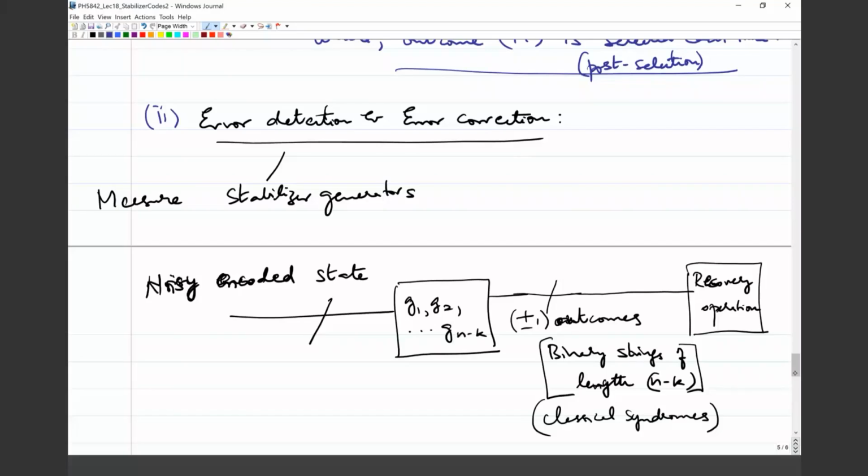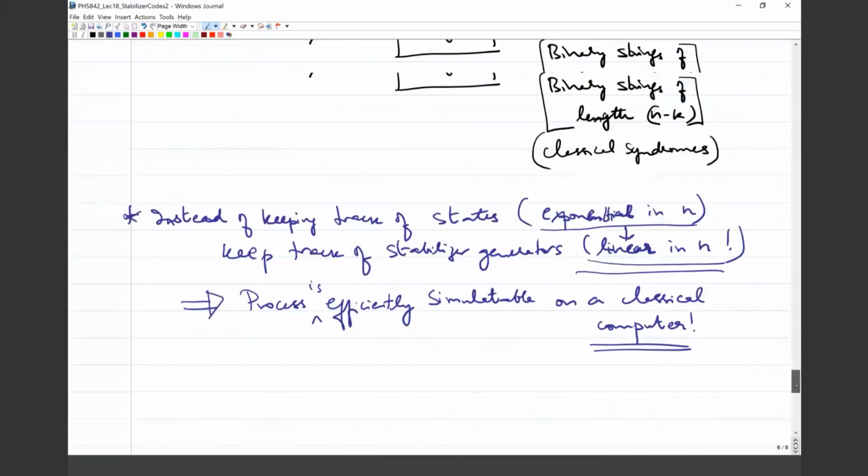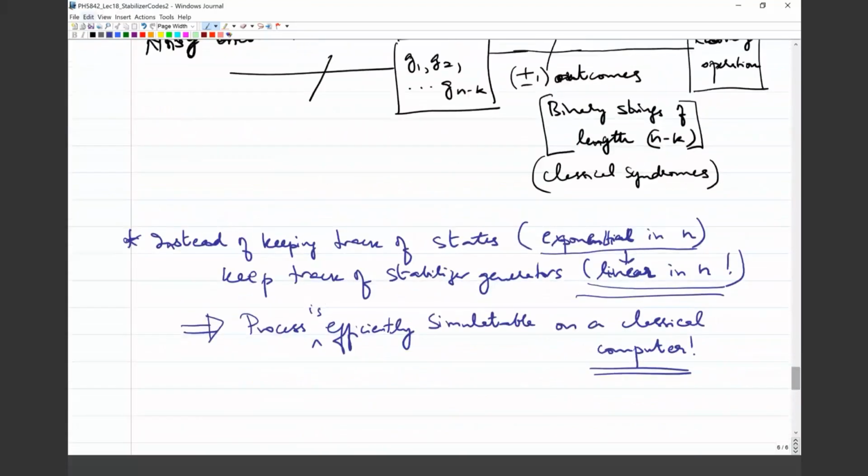It turns out that this leads to a very nice theorem called the Gottesman theorem, which tells us when a quantum computation is efficiently simulatable on a classical computer. Okay, so let me stop here. Any questions?